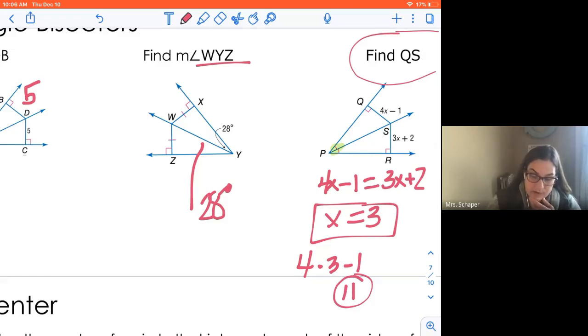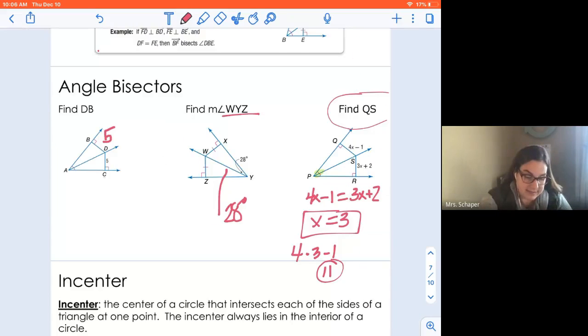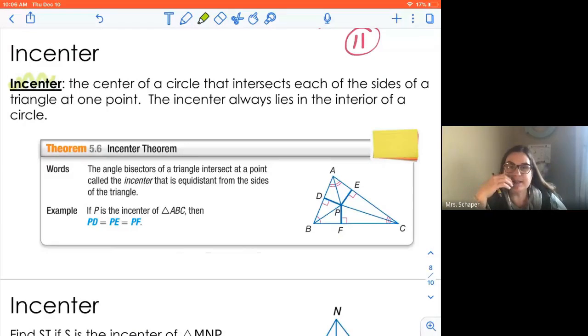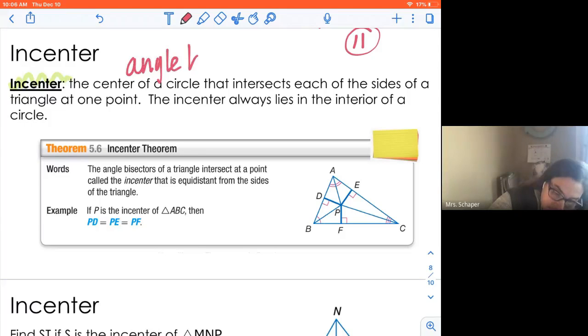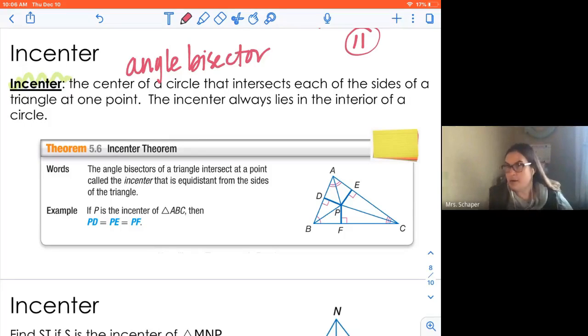Okay. Next one, incenter. The incenter is the center of a circle that intersects each of the sides of the triangle at one point. Okay, so it's the angle bisectors. The incenter is the point of concurrency for angle bisectors. It's the point of concurrency. Now, the incenter theorem tells us that the incenter is equidistant from the sides of the triangle.